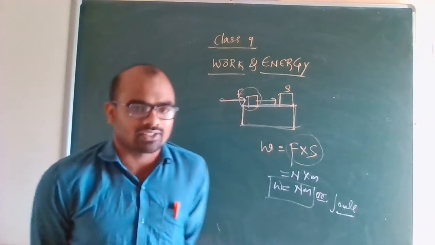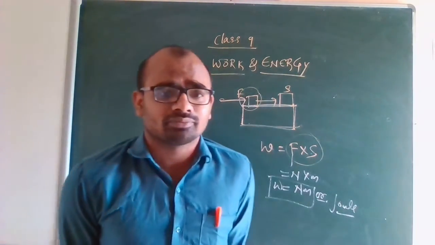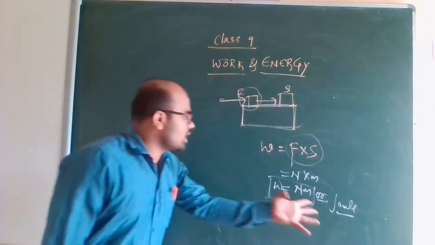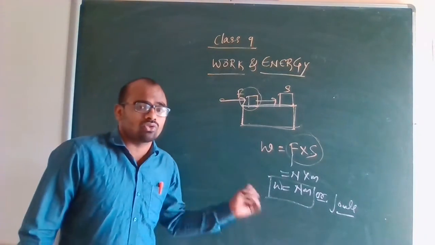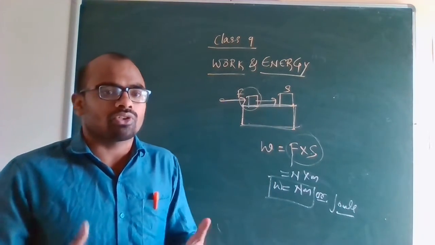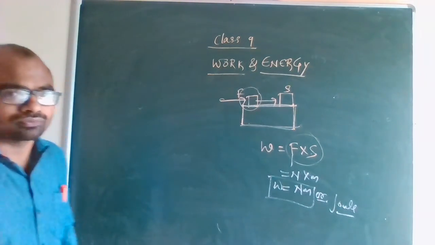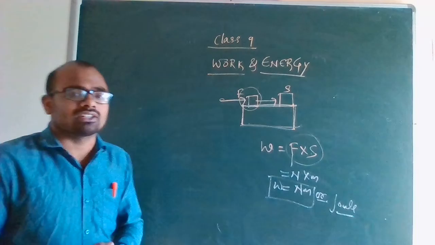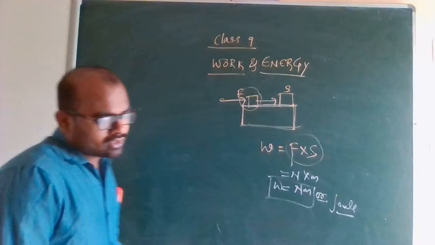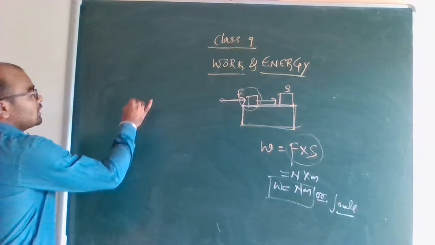Okay, yes. Now we will see work is equal to Newton meter or joule, that is, the SI unit of work is Newton meter, or we can say it is joule. The SI unit of work is joule. Okay, now we will consider the work done by a single force, that is, a constant force. See here, there are two types of force.